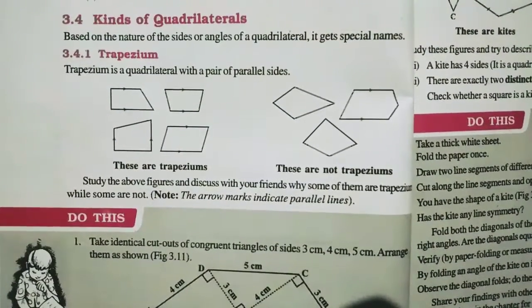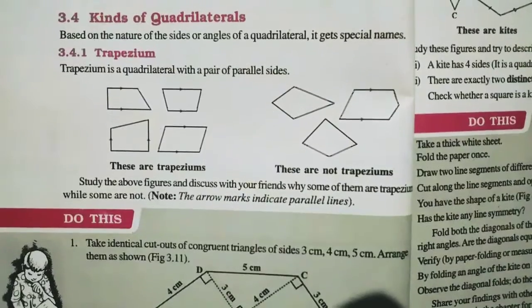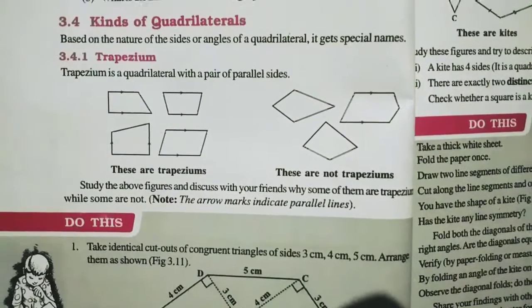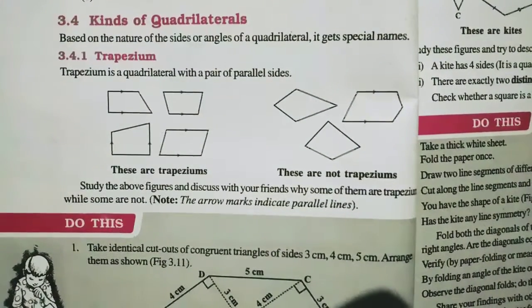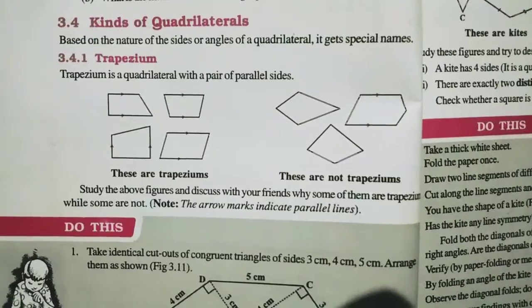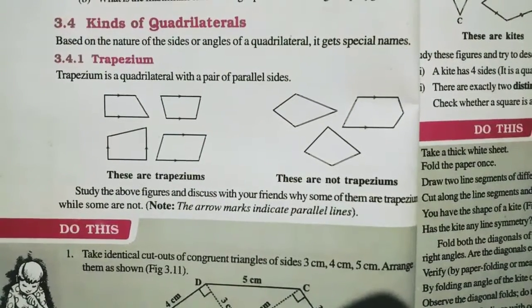So we are doing the chapter Understanding Quadrilaterals, and I have successfully completed Exercise 3.2. I hope you have done all the homework, right? If you have any doubt, you can ask, okay?